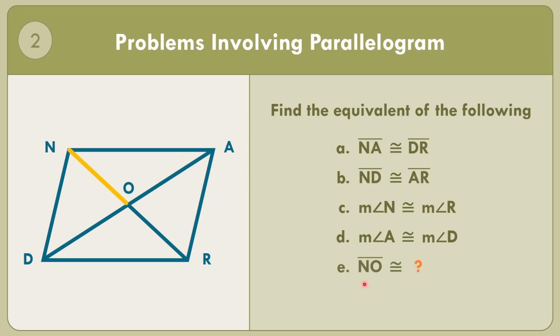How about letter E? Line segment NO. This is diagonals bisect each other. It means line segment NO is congruent to line segment RO. So this is line segment RO. Letter F, line segment DO. This is diagonals bisect each other. So it means line segment DO is congruent to line segment AO.